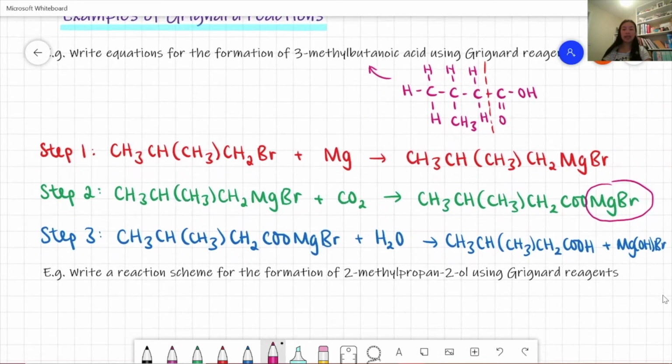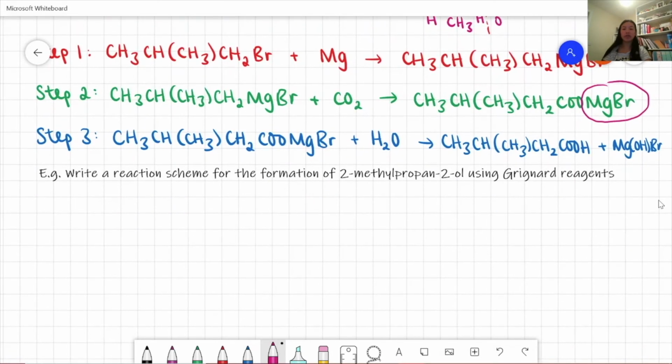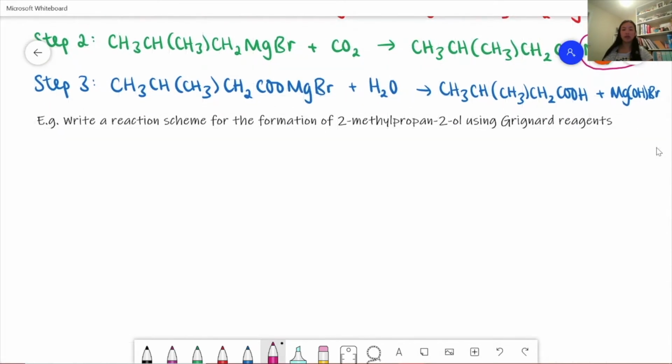And then for the second example, we're going to write a reaction scheme for formation of 2-methyl propanol. So firstly, looking at the structure of this alcohol, we have propanol. So we have 3 carbons in the main chain. And the OH is on the second carbon because we have a 2 here. So we must have an OH on this middle carbon. And we also have 2-methyl, so we also have a CH3 group on this carbon. And then we have hydrogens everywhere else.